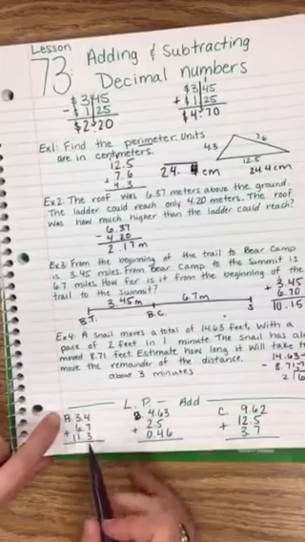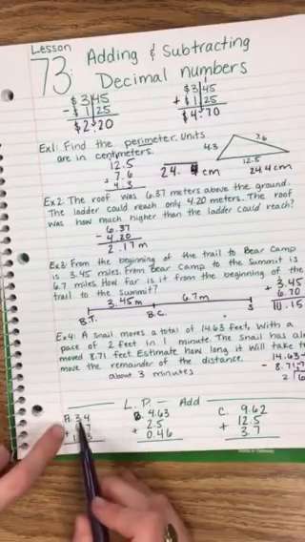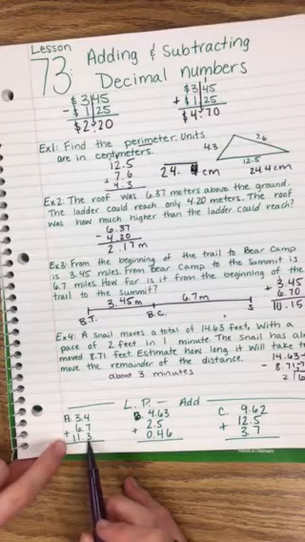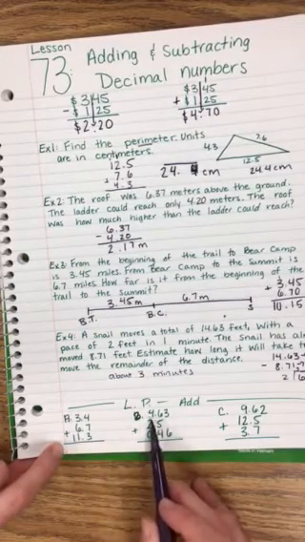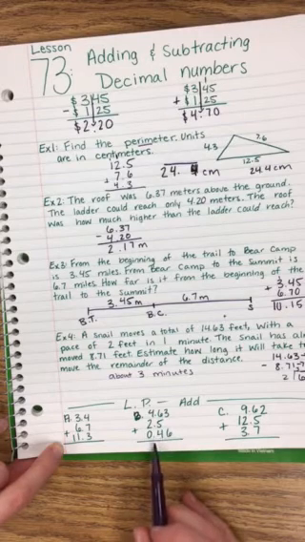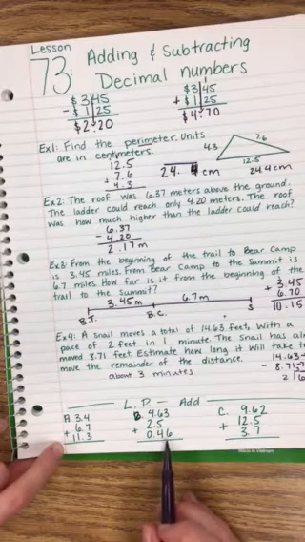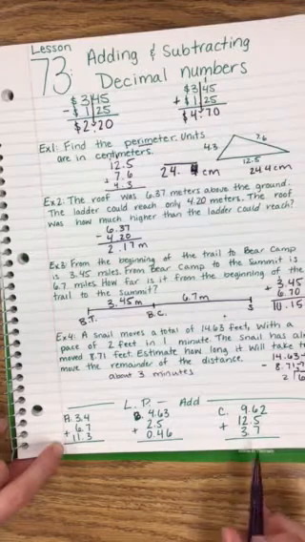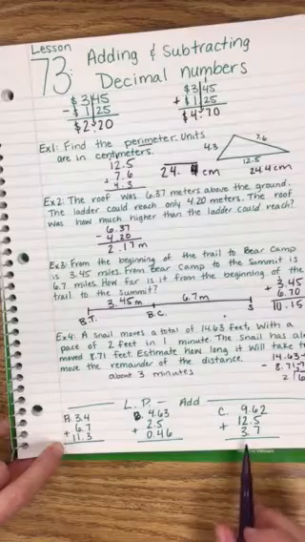You're just going to add these 3 up together. A, 3.4 plus 6.7 plus 11 and 3/10. B, 4 and 63 hundredths plus 2 and 5/10 plus 0 wholes and 46 hundredths. C, 9 and 62 hundredths, 12 and 5/10, 3 and 7/10.